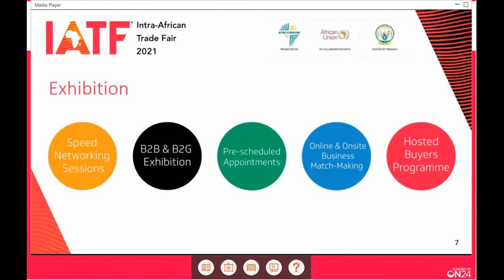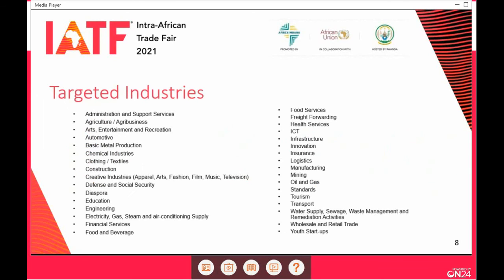The exhibition will offer an opportunity for you to showcase your goods and services. It will provide a platform for countries and companies to identify credible partners that can facilitate foreign direct investment flows necessary for expanding Africa's productive capacity. The exhibition will cover multiple sectors and run for the full 7 days. This will include speed networking, matchmaking, a hosted buyers program, workshops, and many more.